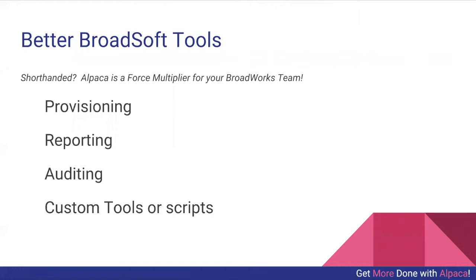Alpaca started out as a command line tool, and in order to get the command line tool to do the things that we needed to do, we spent a lot of time building out a set of libraries that had the ability to manage and manipulate really any setting within BroadWorks. If it's available via the OCIP interface, then Alpaca has the ability to extract that information and to provision that information, to modify that information.